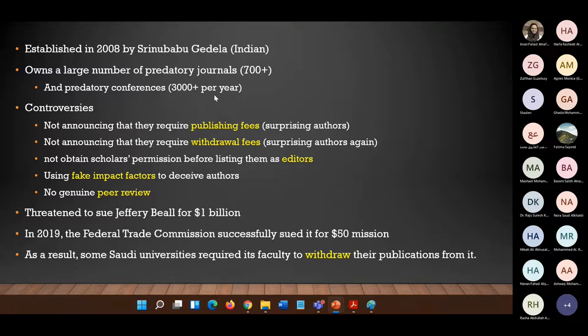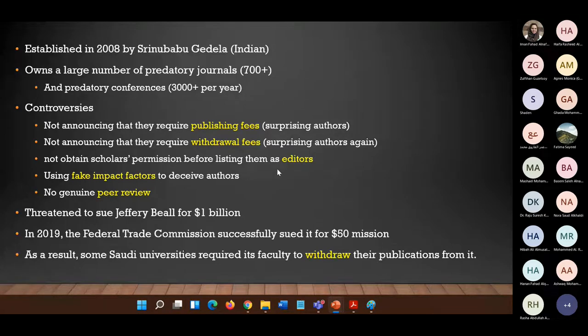So, controversies. They don't announce that they have publication fees. You look at the journal's website, they don't mention that there are fees when you publish something. So you send a paper and then, oh, it's accepted, you pay us now 1,000 riyals or 2,000 riyals. You say, we didn't agree to this. I don't want to pay this money for any reason. They say, oh, you don't want to pay, then we have withdrawal fees also. And they didn't even mention this on their website. So again, surprising the authors.